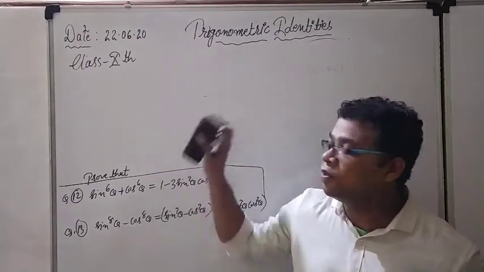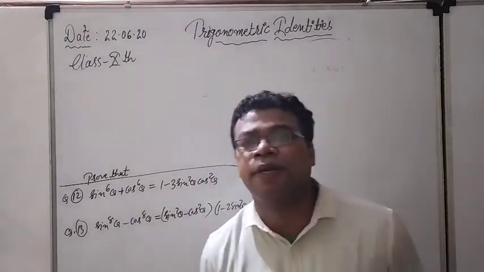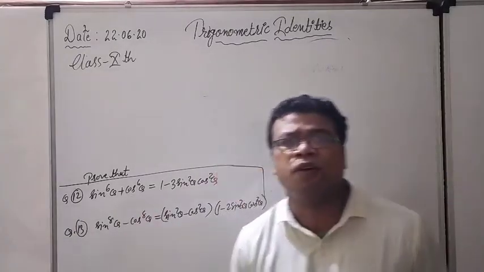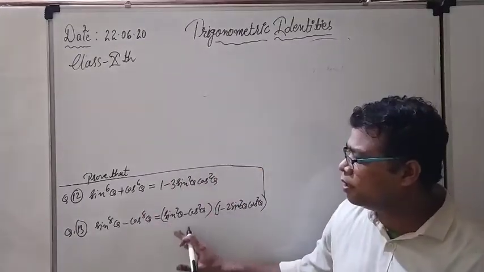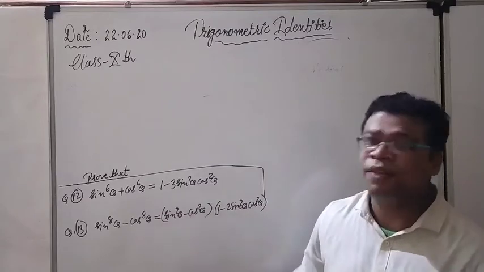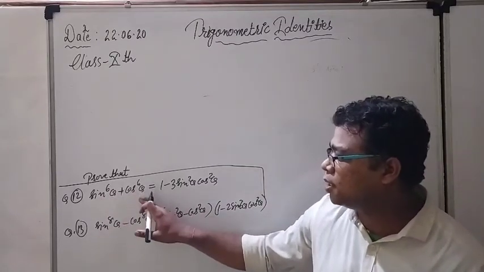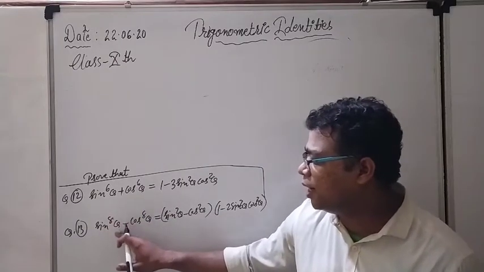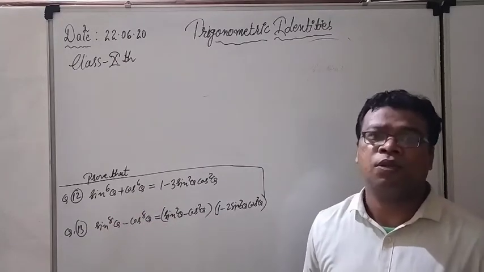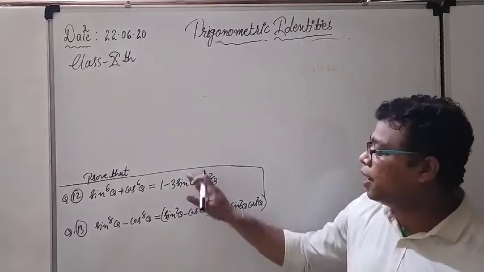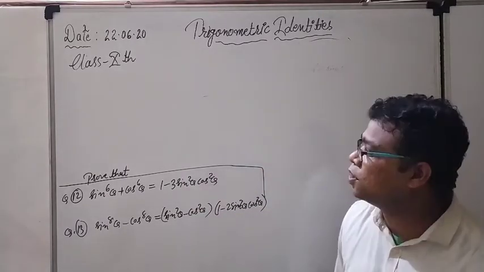Again, we are working on the class 10th chapter, trigonometry identities. Some more questions are in front of us, so we are going for it. You can see these are slightly different questions. See the power: sin 6 theta plus cos 6 theta. In the next question, sin 8 theta minus cos 8 theta. Sometimes students get confused, and that's why I have taken these different varieties of questions for you.